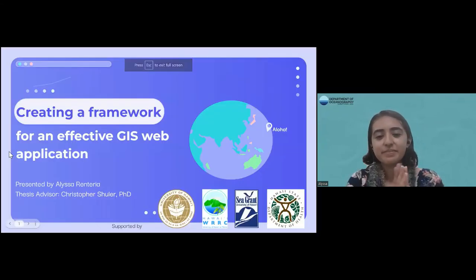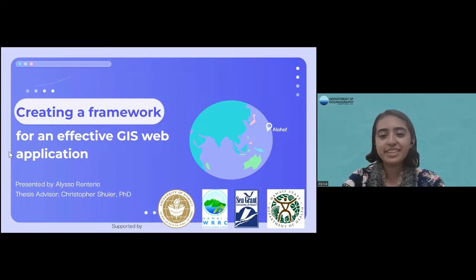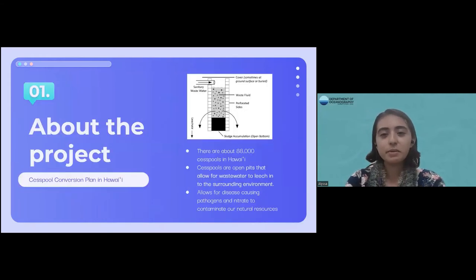All right. Thank you. My project is creating a framework for an effective GIS web application. So a little bit about the project. As Chris mentioned earlier, this project is just a small piece of the puzzle. This is hopefully going to be used in the future by DOH, because they're trying to address the issue of cesspools in the state of Hawaii. So this project is covered with the cesspool conversion plan in Hawaii.